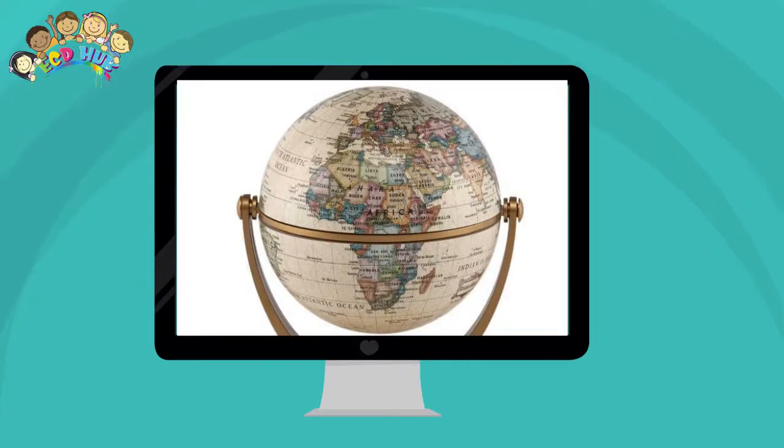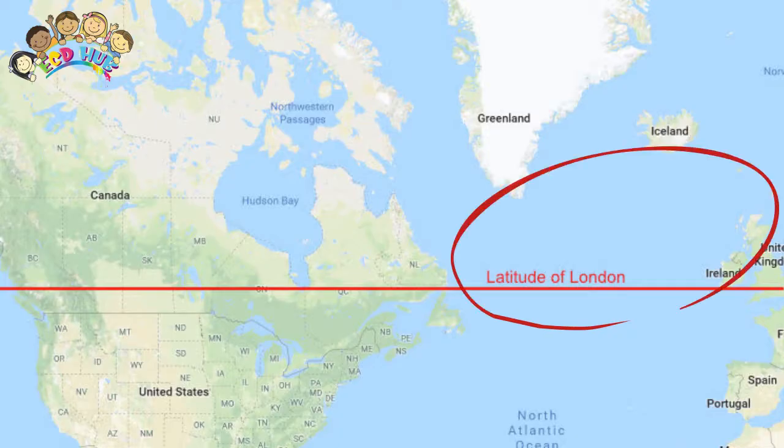Imagine you're going on a trip to London and your friend wants to find it on a map, but has no idea where it is. You could tell your friend the latitude and longitude, and your friend would be able to easily locate London on the map. Latitude and longitude are imaginary lines that help you find the location of anywhere in the world on a map. So you can easily find London's location through them.